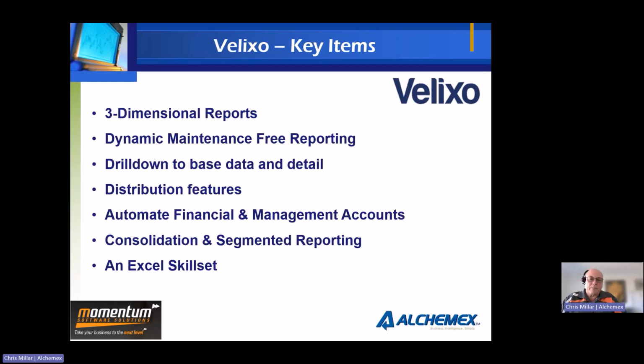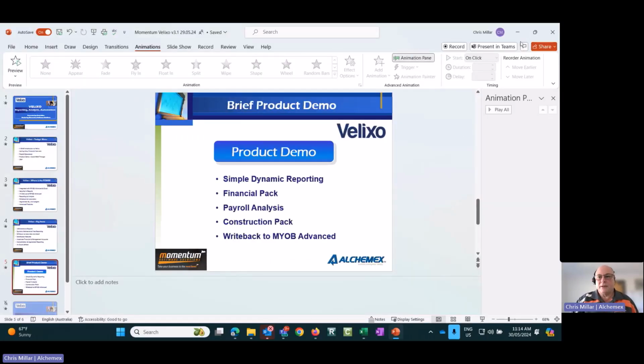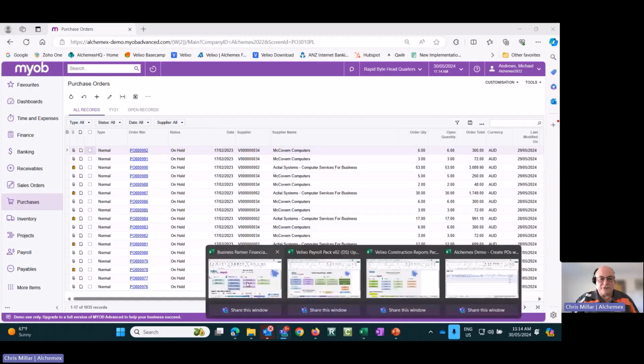Okay. All right. As I said, I'm going to take you through a brief product demo. Just talk quickly about simple dynamic reporting. I'm actually going to do that through the financial pack. All right. I've got a payroll pack open. I've got a construction pack open, and then I'll do the write back. I'm not going to do too much moving around. These are three absolutely massive reports, and I don't want to slow the system down. Okay, so let's get rid of that and go into, there's my Advanced and my first pack here.